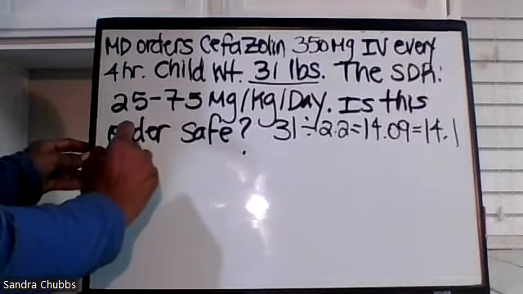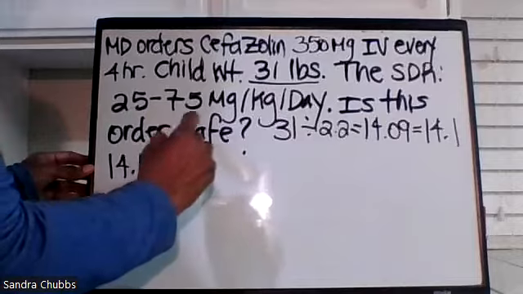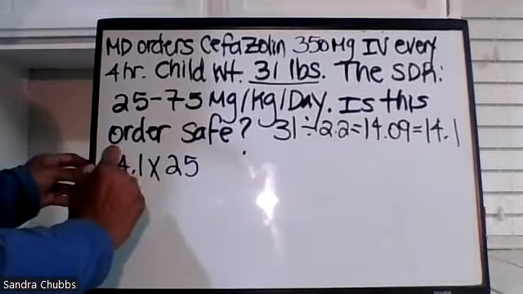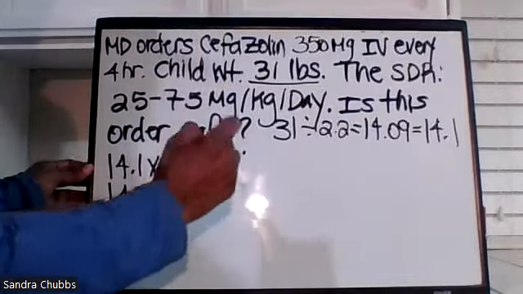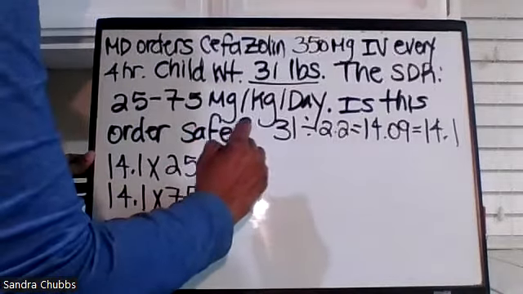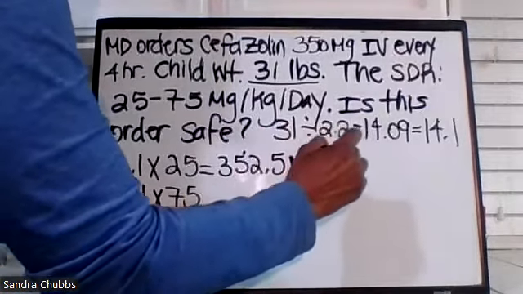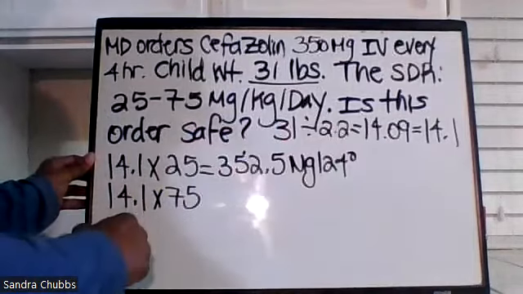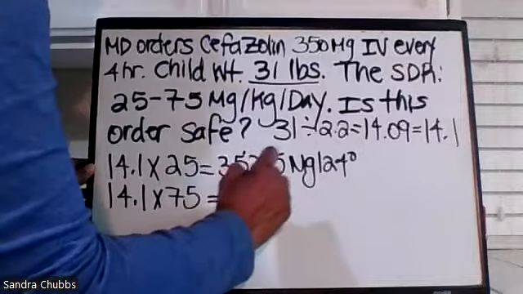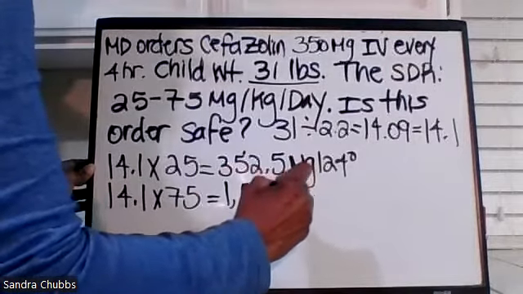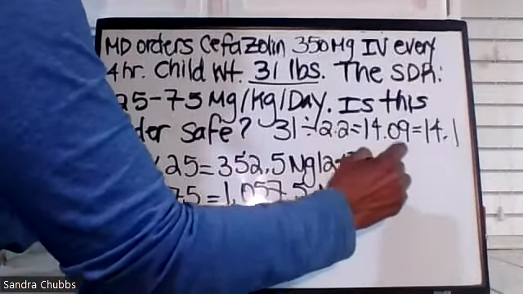So we take that 14.1 kilograms, and we multiply it by the safe dosage range, the 25. We take that same 14.1 and we multiply it by the 75. And we come out with 352.5 milligrams per 24 hours or day. Then we take the same 14.1 times 75, and it gives us 1,057.5 milligrams per day or per 24 hours.